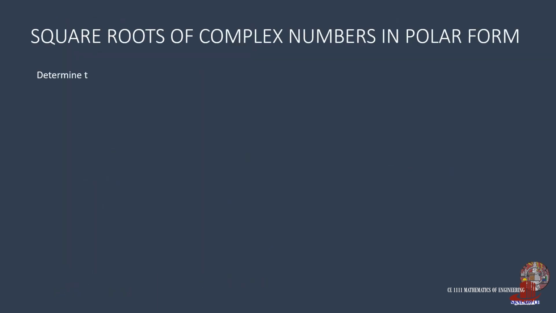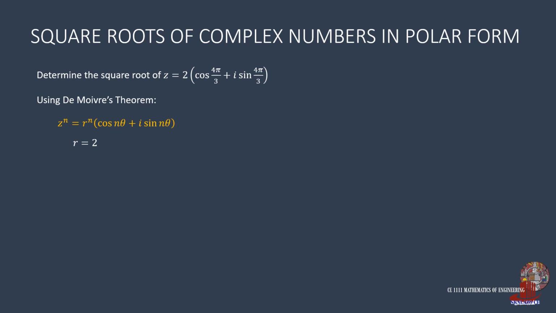Now move on to taking the square root of a complex number in its polar form. Say we work on the square root of 2 times cosine of 4 pi over 3 plus i sine of 4 pi over 3. Using De Moivre's theorem, we take r as 2, theta as 4 pi over 3, and n is 1/2, as this is the rational exponent for square root.